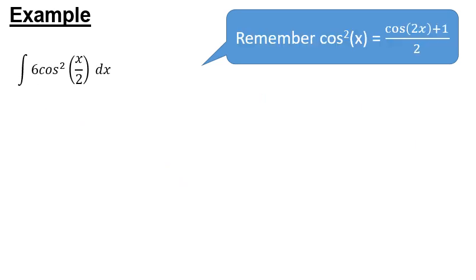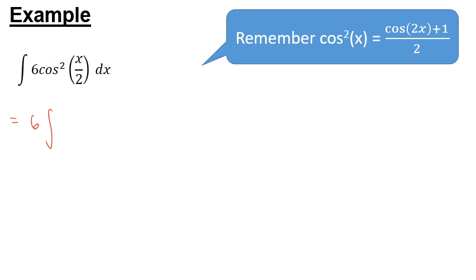Here's an example going back to a question with cos squared. Remember earlier on we found that cos squared x was the same as cos of 2x plus 1 over 2. We can apply that to a question like this one. Now the first thing I would do on this one is take that 6 outside, and then the cos squared of x over 2 we can replace using this formula.